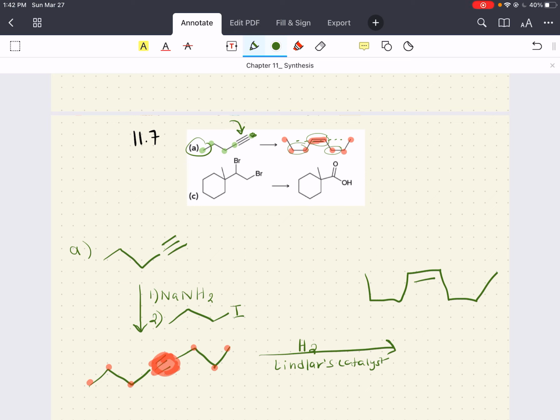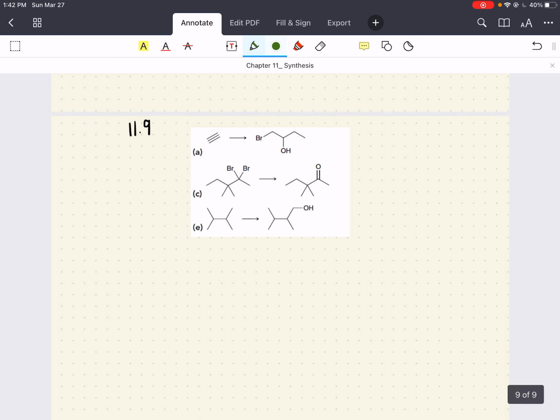Now, I'm going to let you attempt C since I haven't given you any homework yet. Take an attempt at C. Tell me what you think in the comments below, the set of reagents we would need to produce this end product from this precursor. Now, we're still going to keep doing a few more.